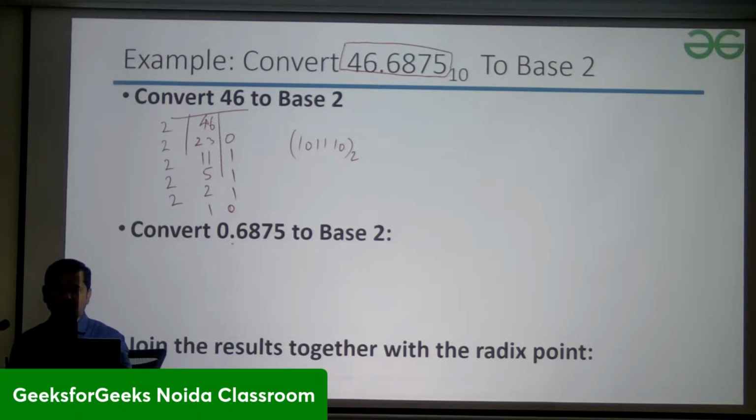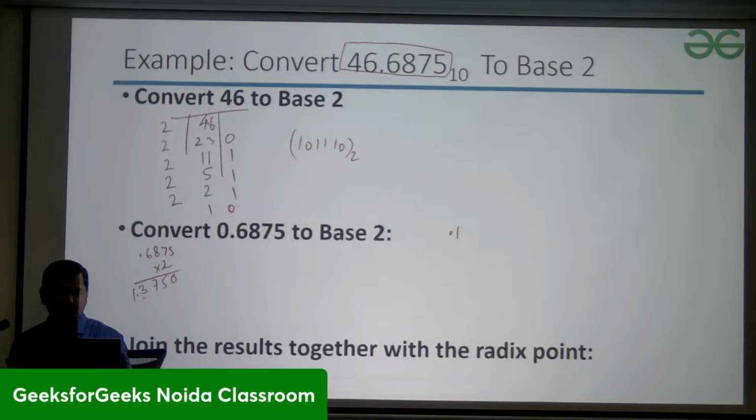Now apply the same for this particular fractional part. 0.6875 multiplied by 2. So 2 is the required base. That gives 1.3750. So 1 is the integral part, so after the decimal, 1 will be there.